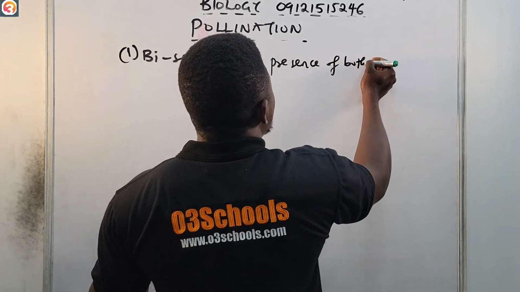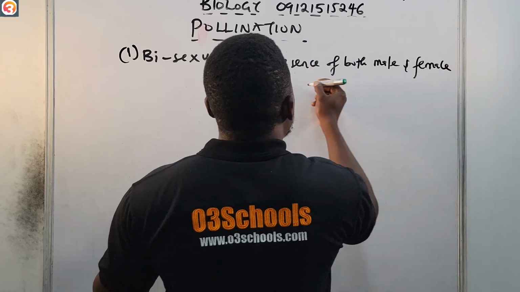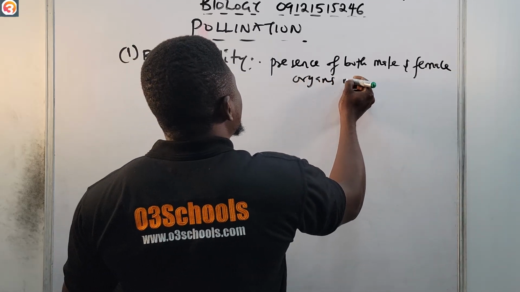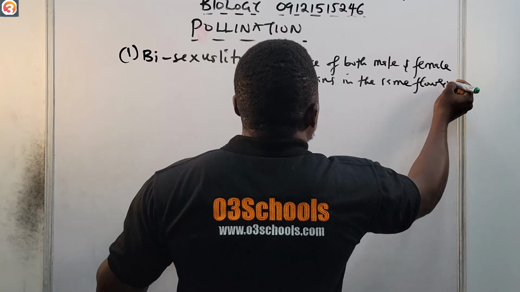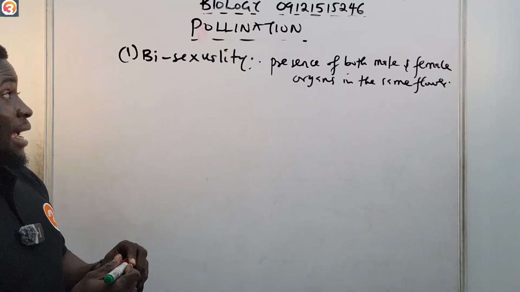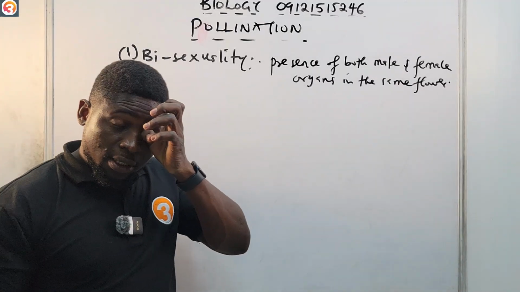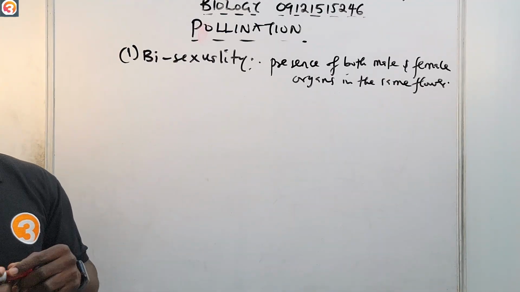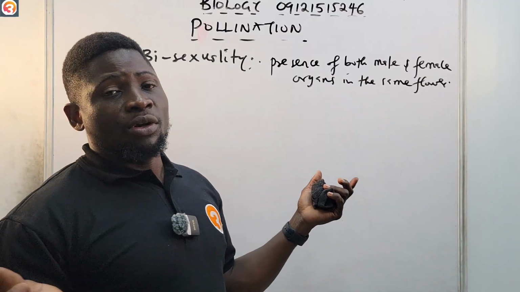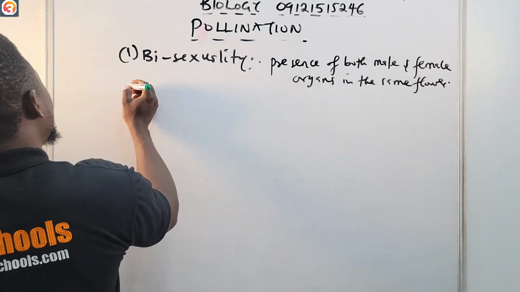So the presence of both male and female organs in the same flower is bisexuality, and it helps to discourage cross-pollination and encourage self-pollination. If they were not present, then that means we have to do cross-pollination. Another factor that encourages it is homogamy.